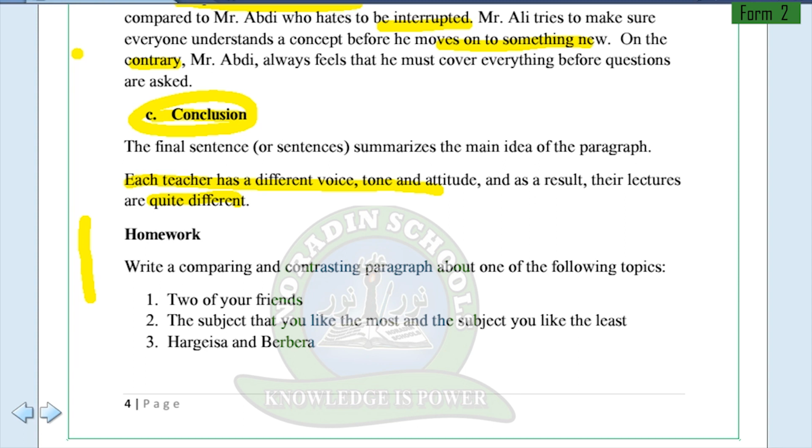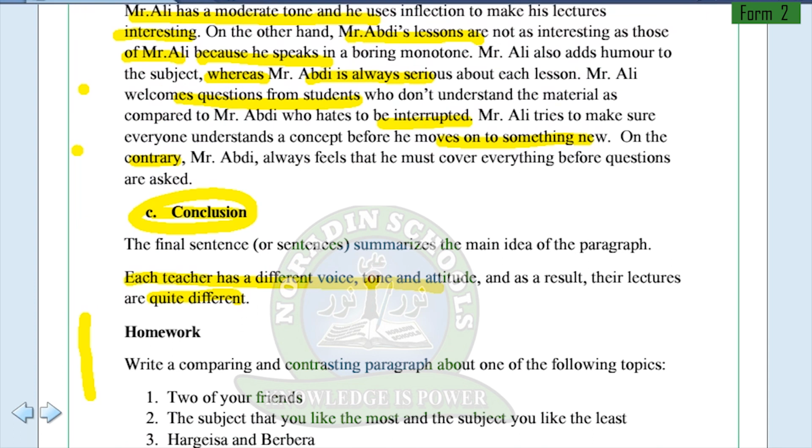Berbera, maybe you can say Berbera has got a port. If you stay in Berbera, you will see more fish, or you will see more people diving into the sea. So it's up to you which topic you can write more about. It's up to you, just write one of them. The second lesson, our lesson 2, we have discussed comparing and contrasting paragraphs.